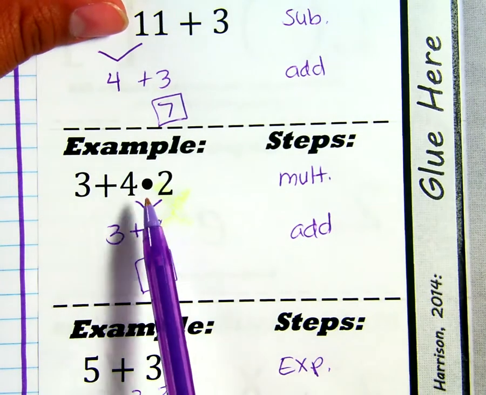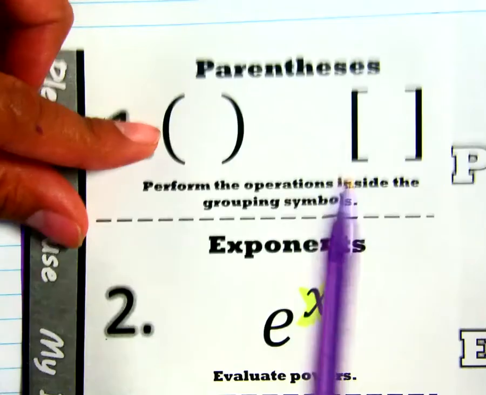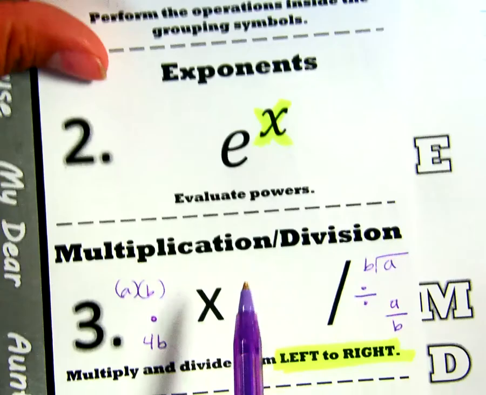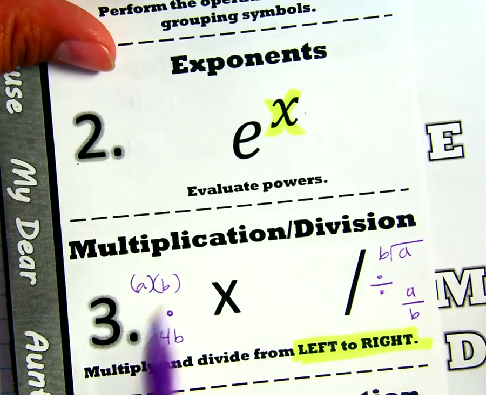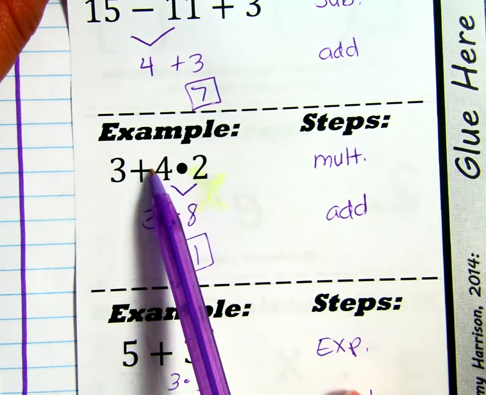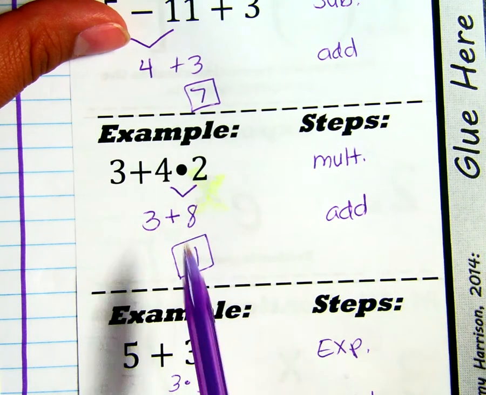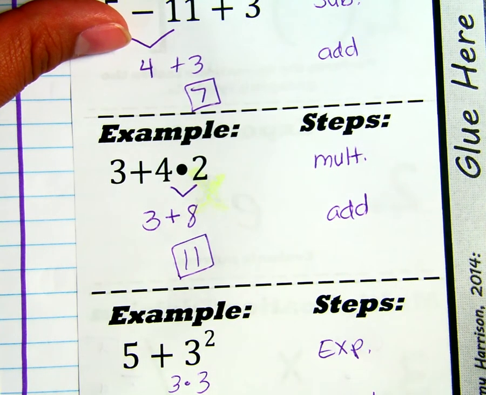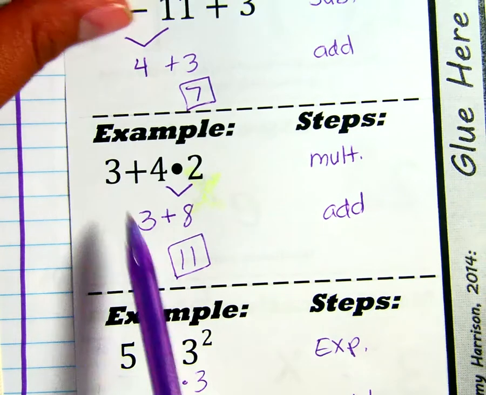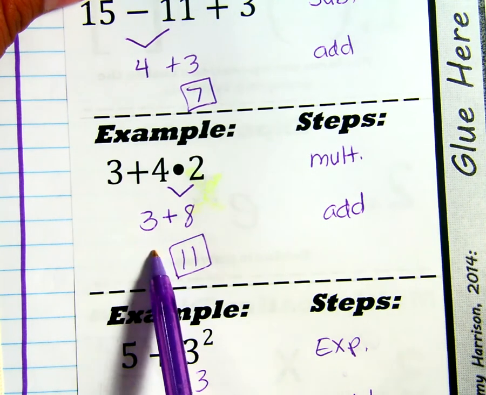Okay. So we do order of operations, right? So if we go down our list, are there any parentheses on that problem? Are there any exponents? Do we have multiplication or division? Yeah. So we do that one first. So we have to multiply 4 times 2. So 4 times 2 is 8. And so now all we have left over is to add. So 3 plus 8 is 11. Where did we get the 3? From right here. We just brought the 3 down.